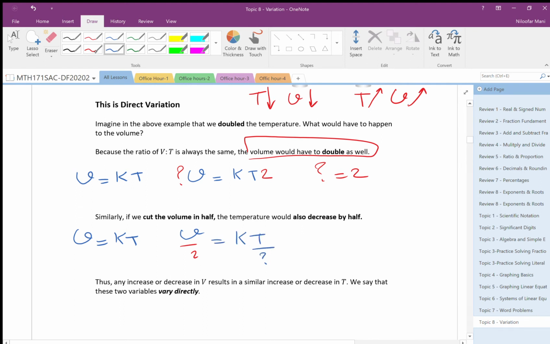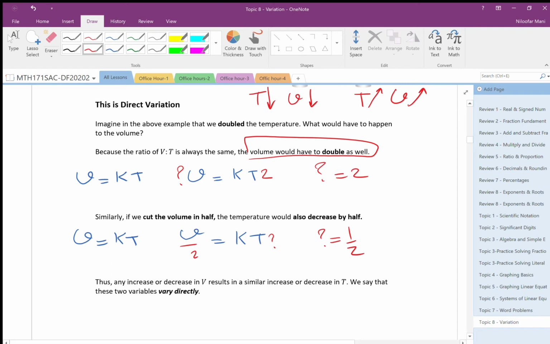Yes, here also I have to do this. Here also must be this. So the temperature is also divided by 2, because I have one equation and I divide one side by 2, so the other side has to be divided by 2. Therefore, any increase or decrease in V gives me an increase or decrease in T.